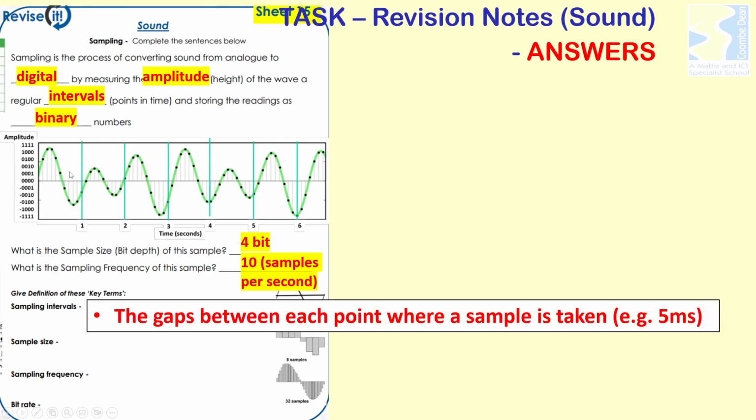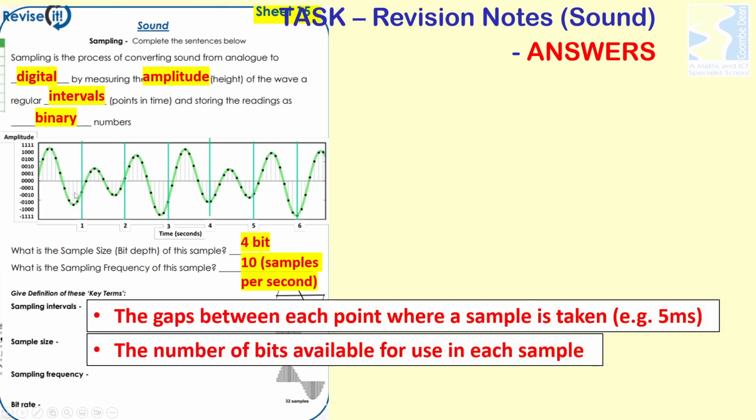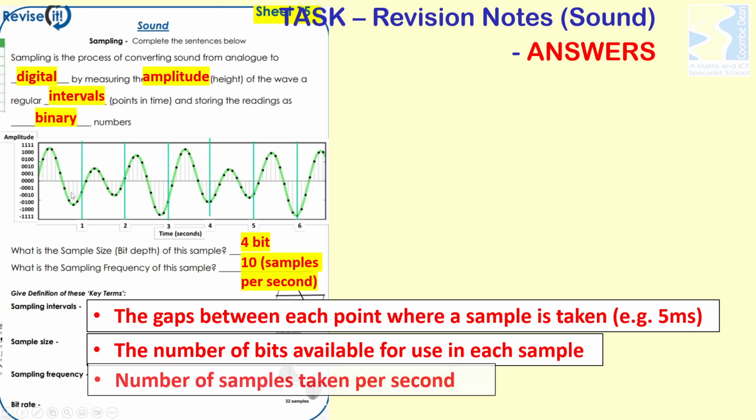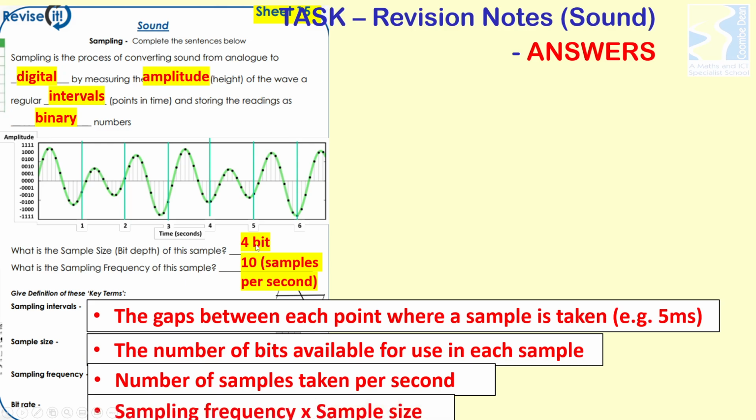And these ones here, sample interval, the gaps between each sample is taken, sample size, the number of bits available for each sample, frequency, the number of samples taken per second, and to work out the bit rate, it's the sampling frequency times the sample size or sample depth. Ticking, correcting with your purple pen, making sure you've got the right answers.